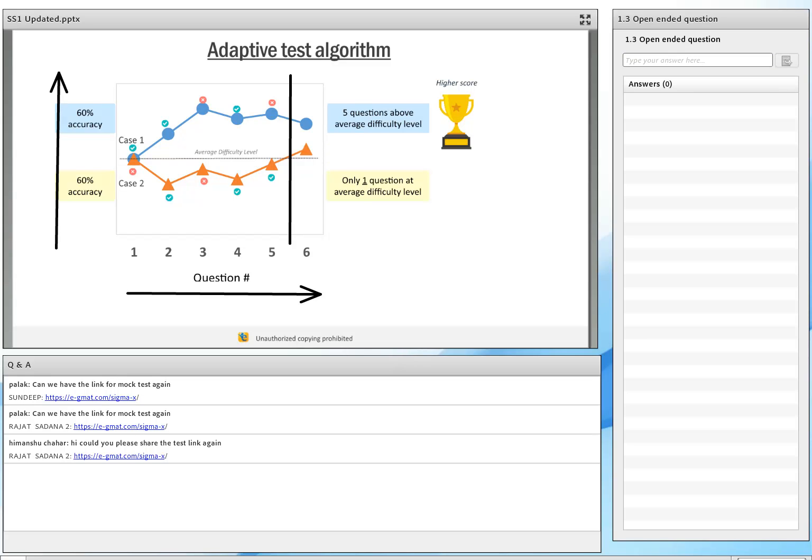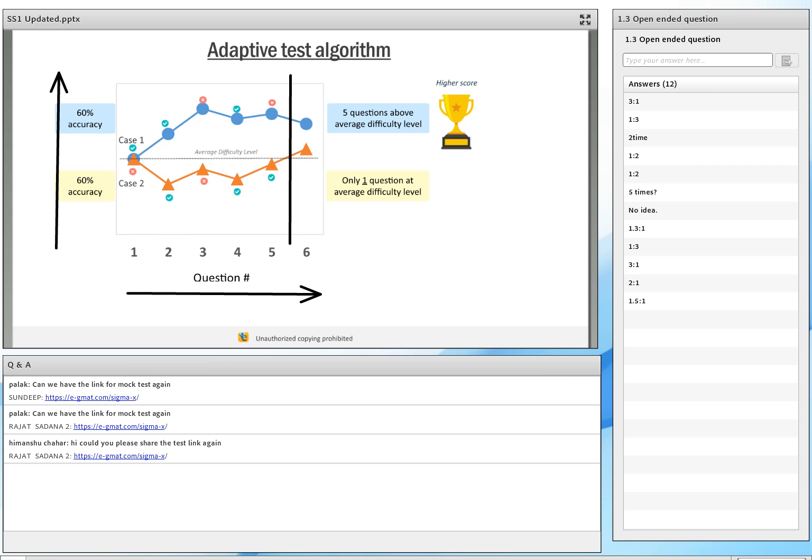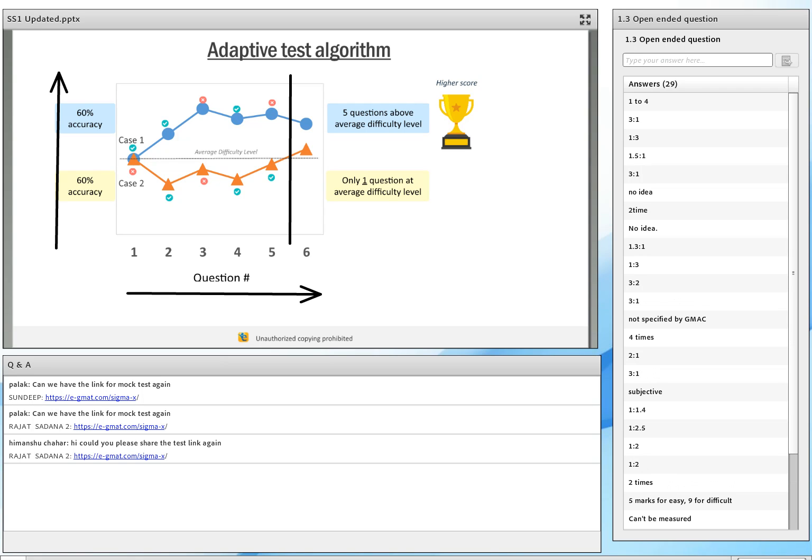Now, can anyone tell me what's the ratio of score if you were to compare the score that you get for an easy question versus the score that you get for a difficult question? How much more valuable is a difficult question compared to an easy question? Can you guys tell me? Okay, I see 1.5 is to 1, 3 is to 1, 5 times, no idea, 2 is to 1, 4 times. Yeah, it's not specified by the GMAT. Yes, you're right, GMAT won't tell you. 5 marks for easy, 9 for difficult. So that's 1 is to 1.8 is what you're saying.